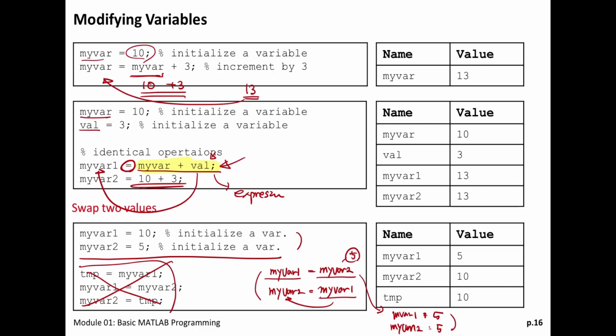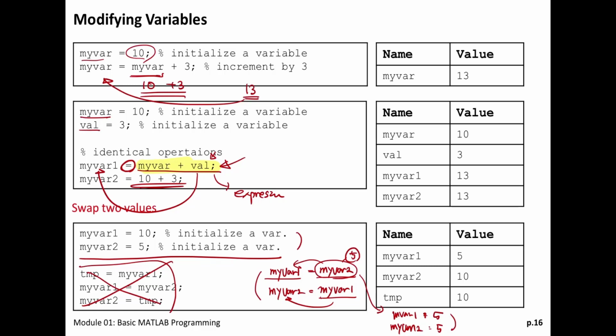This is not a script for swapping the values. The reason why this is not swapping the values is you overwrite my variable 1. So the original my variable 1 disappears, right? That's why you cannot assign this value to my variable 2.